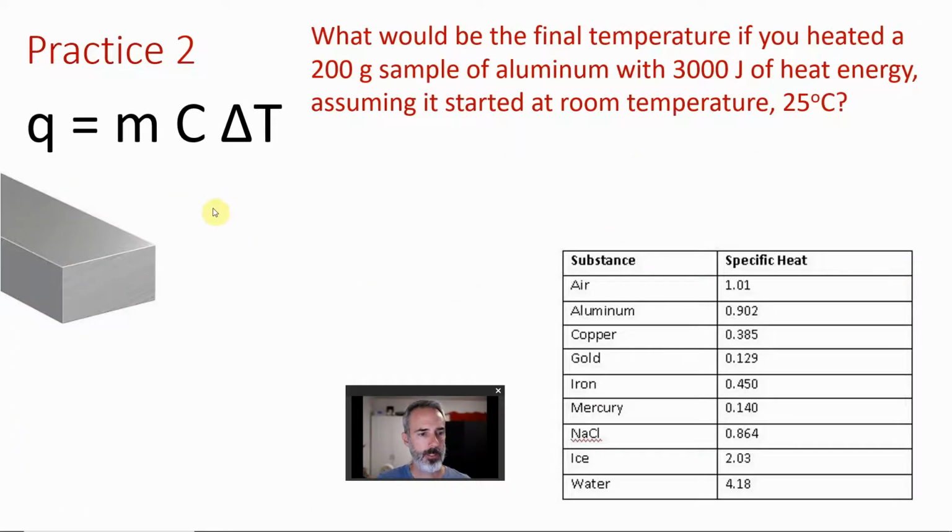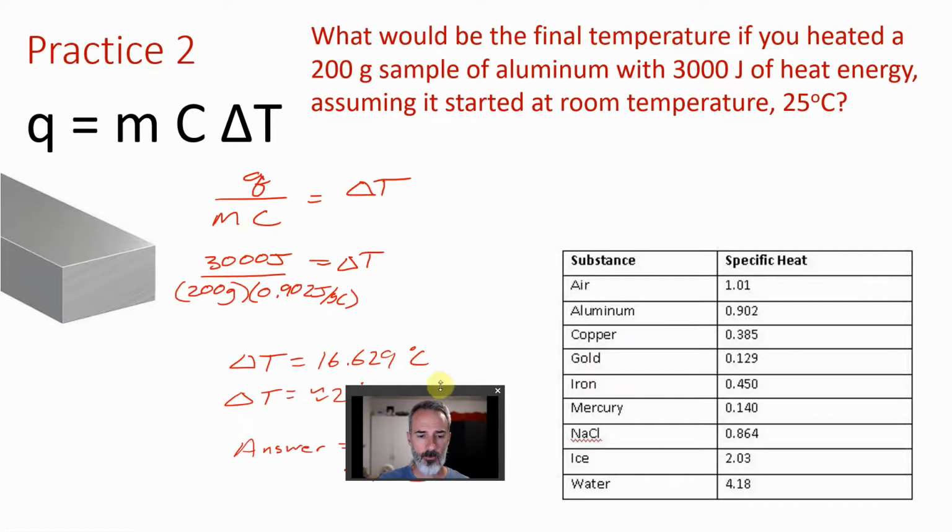Okay, so we've got this aluminum bar over here. What I want to know is what would be the final temperature of that aluminum bar if you heated 200 grams of it. Ooh, it's small. It looks big here. 200 grams, it's not going to be very big. Of this aluminum with this much heat energy, and you start at 25 degrees Celsius.